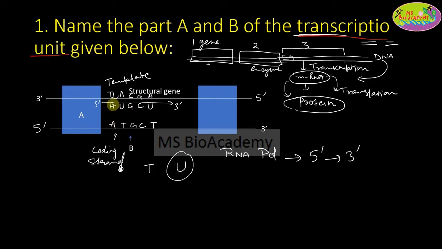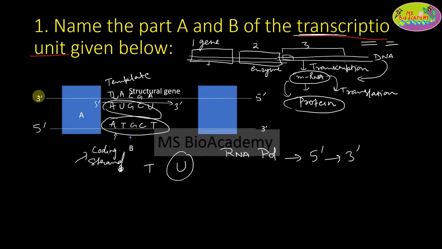So now look at the sequence of this mRNA and the sequence of the coding strand. It is exactly the same, right? AA, instead of thymine, it is uracil everywhere. GC, GC, and thymine, uracil, right? So that's why this is called a coding strand.